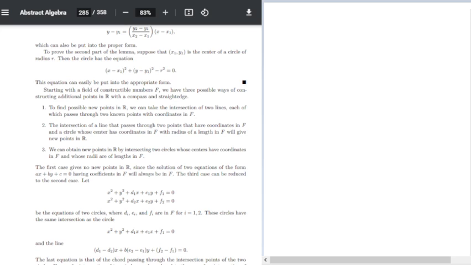1. We can take the intersection of 2 lines, each of which passes through 2 known points with coordinates in F. 2. The intersection of a line that passes through 2 points that have coordinates in F, and a circle whose center has coordinates in F with a radius of a length in F will give new points in R squared. 3. We can obtain new points by intersecting 2 circles whose centers have coordinates in F and whose radii are of lengths in F.